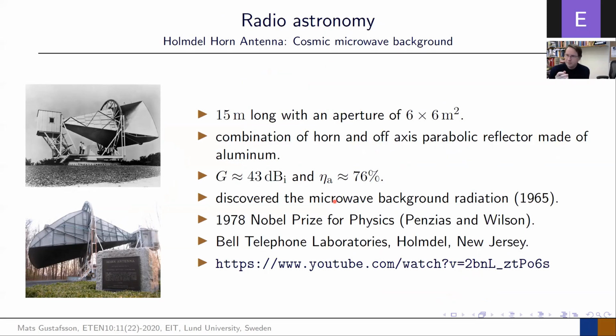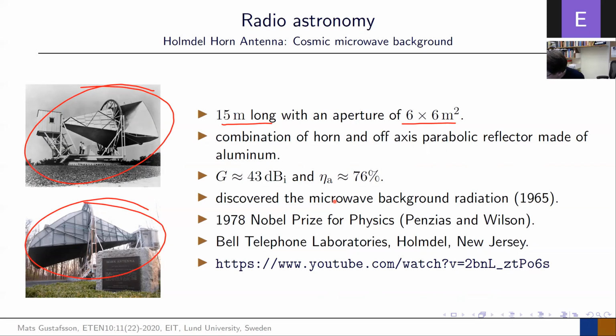This is a very old one, but it got very famous. And you can see the structure of it here. It looks very odd. This is a more modern photo of it. In this case, it's some 15 meters long with an aperture of 6 times 6 meters. So the radiation goes out through this aperture here. In some ways it's a horn that is fed inside here, then it has some shape, and then it radiates out of that one. It's some combination of horn and parabolic reflector type in these cases. The gain of this one was approximately 43 dBi, with an aperture efficiency of around 76%.